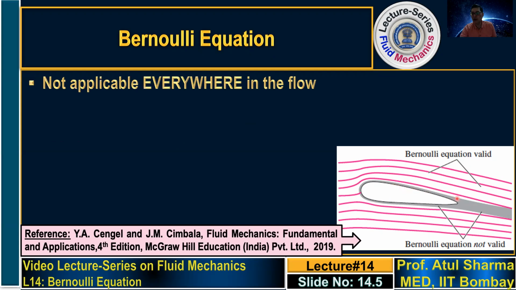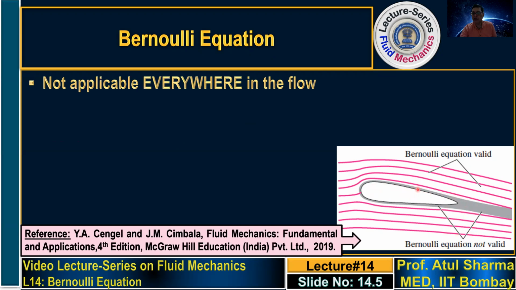So inside this boundary layer and on the backside where you have a separated flow region which is called wake, the viscous effects are large. So in this region, which is shown by gray color here, Bernoulli's equation is not valid. So in the region where viscous effects are considerable, the Bernoulli's equation is not valid.